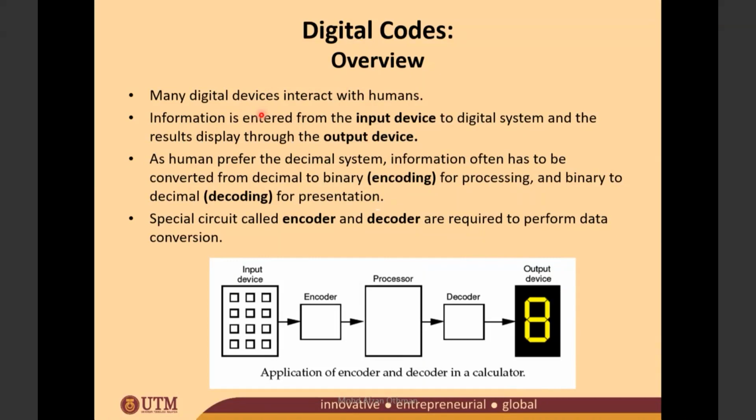So what happens here is we need to use an encoding and decoding process to convert from decimal, which is our input, to binary or to hexadecimal, and after that convert back to decimal to display, by using digital codes or any conversion types. Let's look at the figure here.